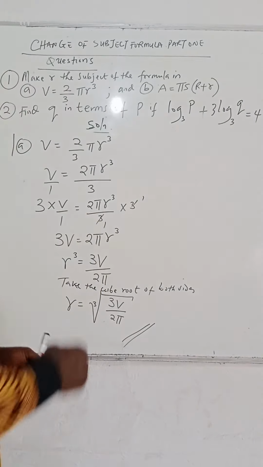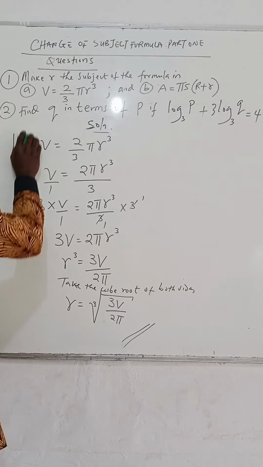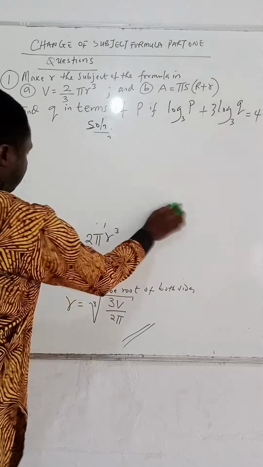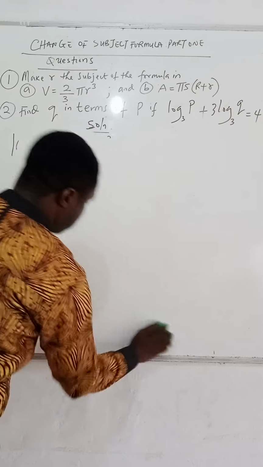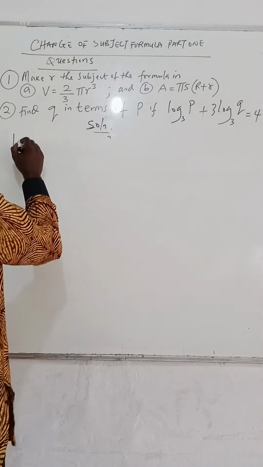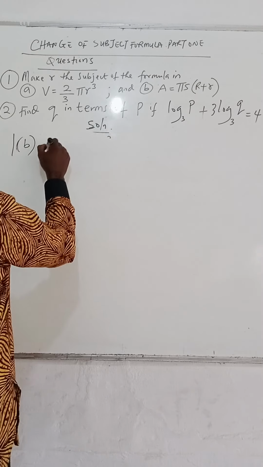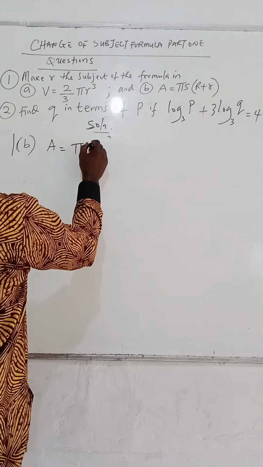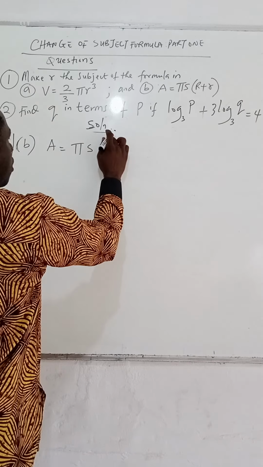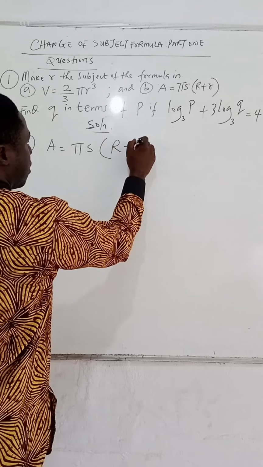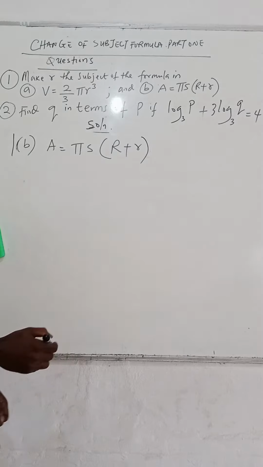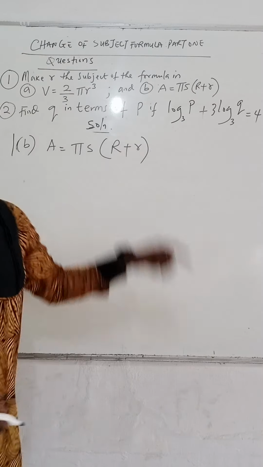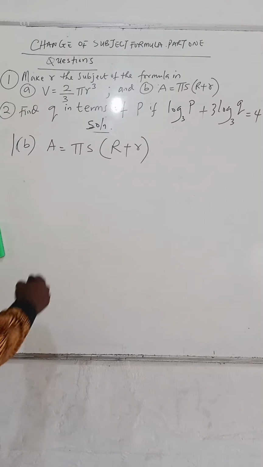So let's proceed to the next one. The next one here is question 1b, which is A equals pi s into uppercase letter R plus lowercase letter r. And the emphasis is to make r, the lowercase letter r here, the subject of the formula.